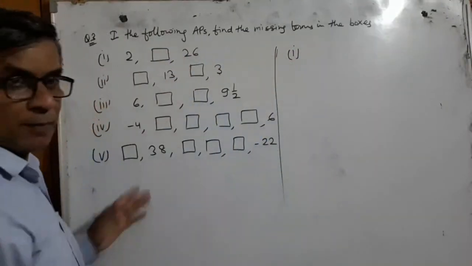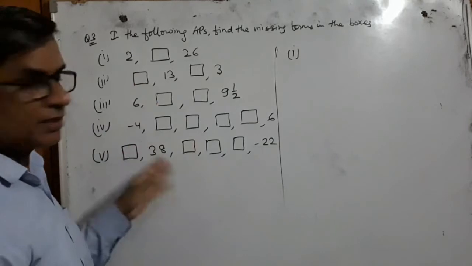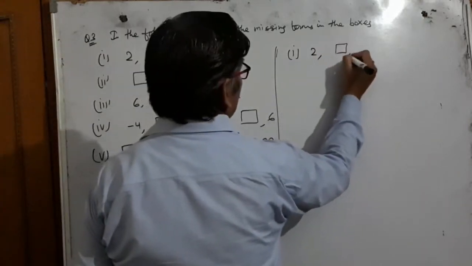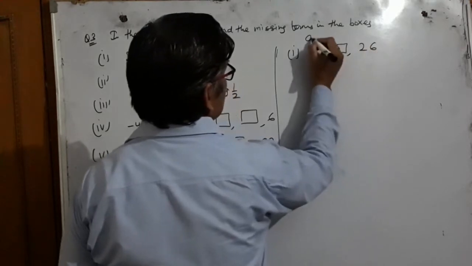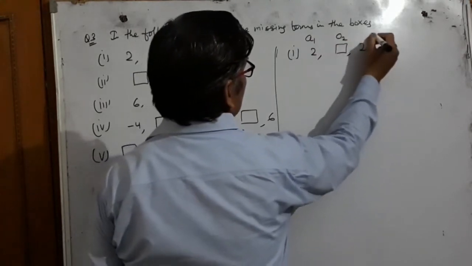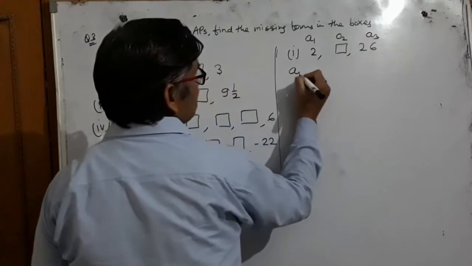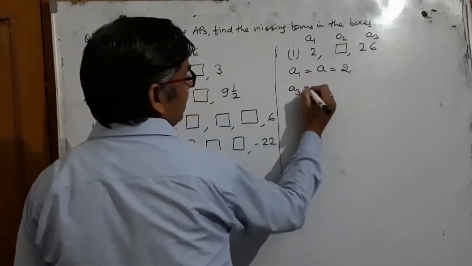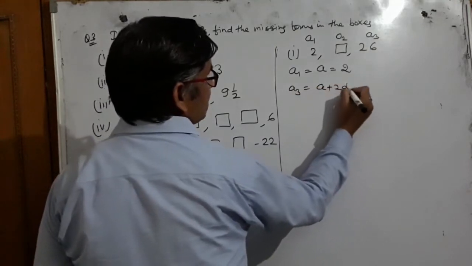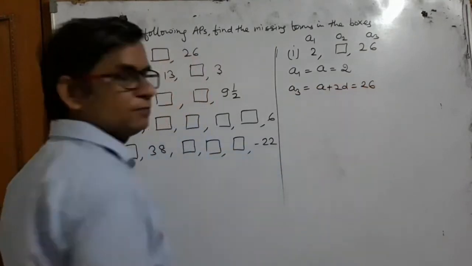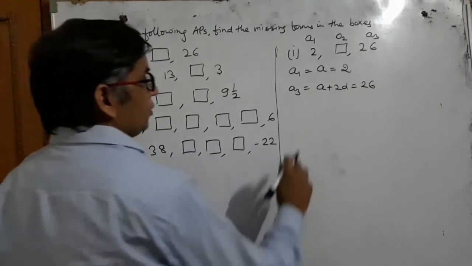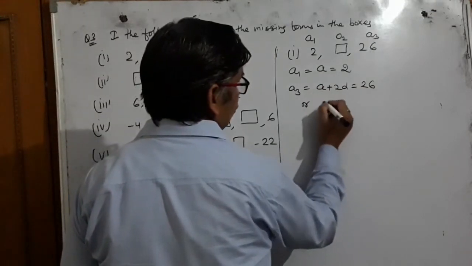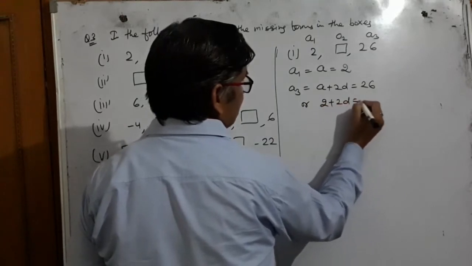These are the APs and we have to find the missing term of these APs. 2, 26. Suppose this is A1, this is A2, this is A3. So A1 means A is 2. A3 means A plus 2D is 26. Placing the value of A, 2 plus 2D equals 26.